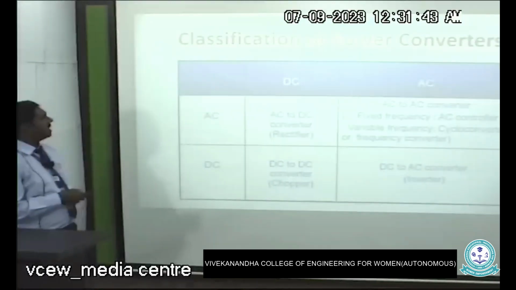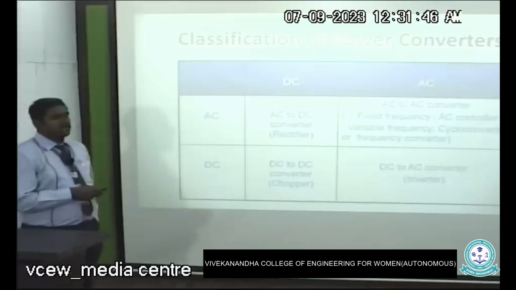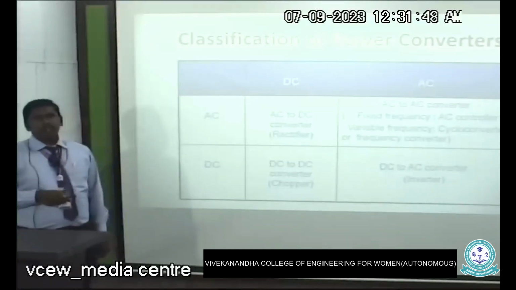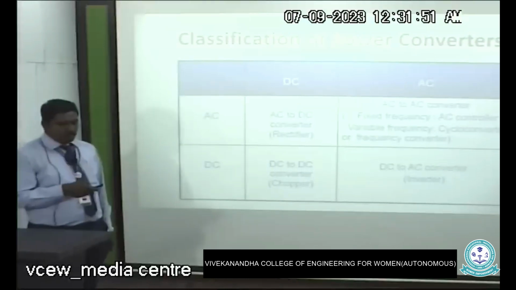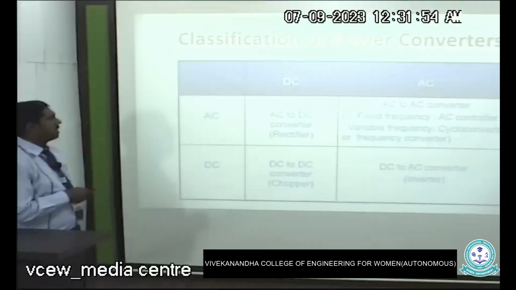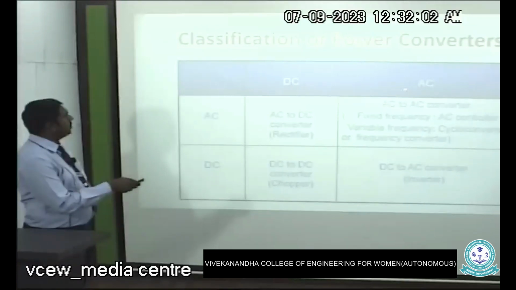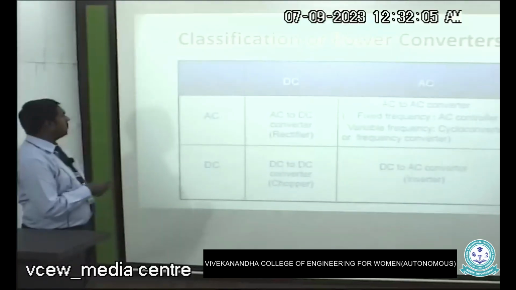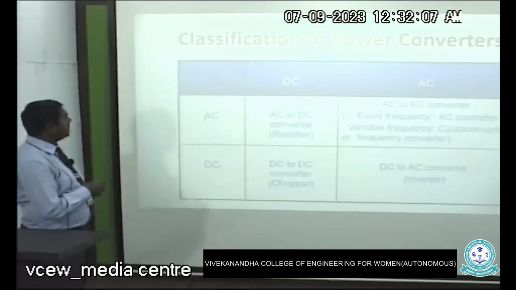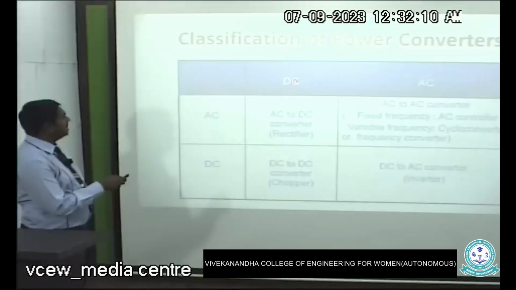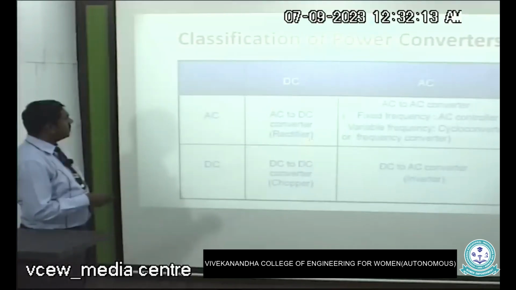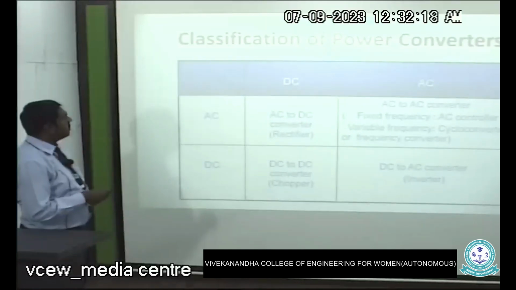Then next, what is the classification of the converters? In power electronics we use two types of supplies, and it is possible to convert from one form to another. One side is what we are given and the other side is what we have to convert to. First is AC: from the AC supply we convert into a DC supply. That kind of converter is represented as an AC to DC converter, and another name for it is a rectifier.